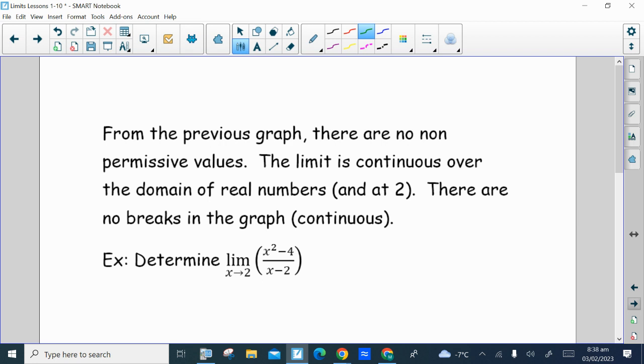So from that graph, there are no non-permissive values. The function is continuous over the domain of real numbers and also at 2, which is what x was approaching. There are no breaks in the graph, so we say it is continuous.